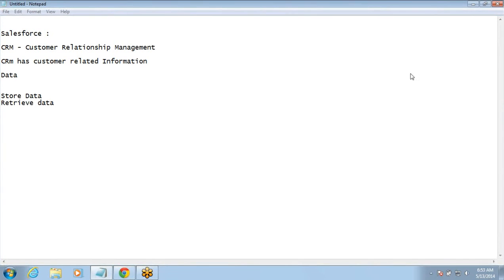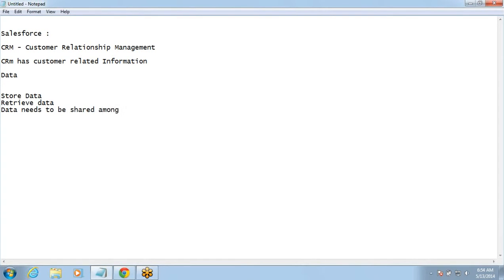So quick retrieval of the data is required. Okay, so retrieval is one more attribute. Another attribute that would be required from a CRM is that data needs to be shared within your team, right? So it needs to be shared within different members in the team.